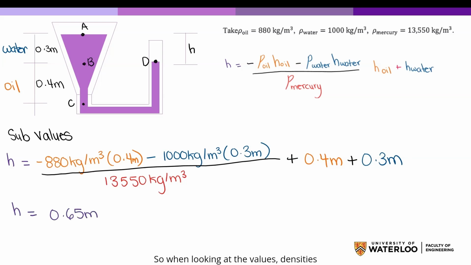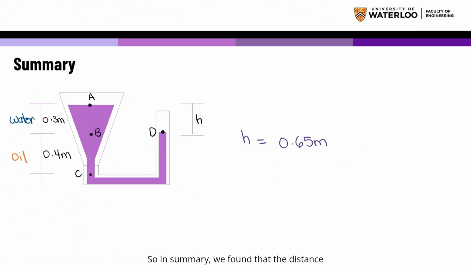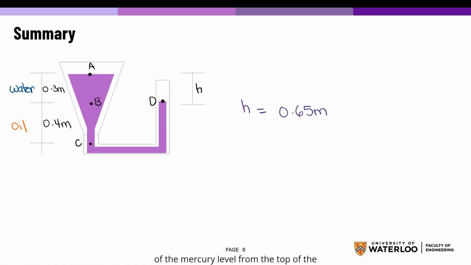So when looking at the values, densities are key to calculating hydrostatic pressure. Heavier fluids exert more pressure. We use gauge pressure, meaning we take atmospheric pressure as 0. The balance of pressure at the same level allows us to equate the left and right sides. So in summary, we found that the distance of the mercury level from the top of the oil's surface from equilibrium is 0.65 meters.